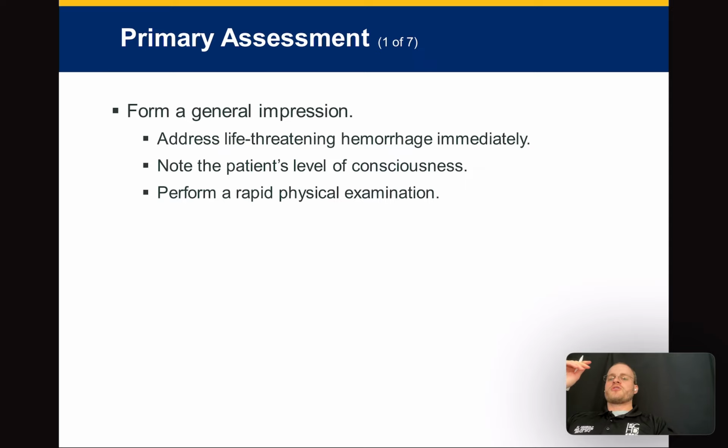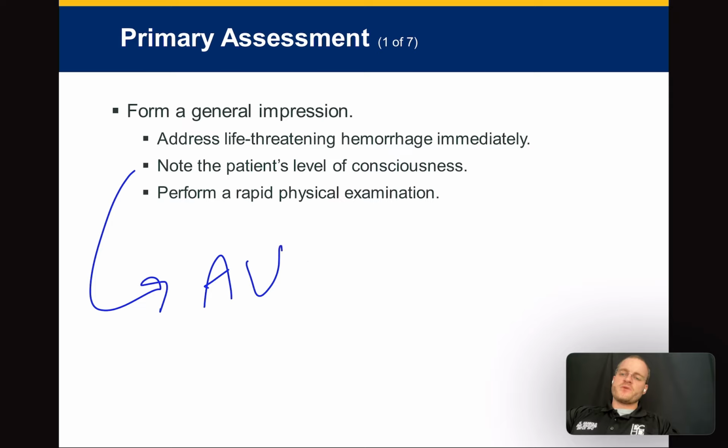And so we note the patient's level of consciousness. How do we do that? Right? We use AVPU. But really, let me cover this for a second. How do we specifically do that? Usually we start off with just greeting the patient. Hello, sir. Why'd you call 911 today? How may I help you?